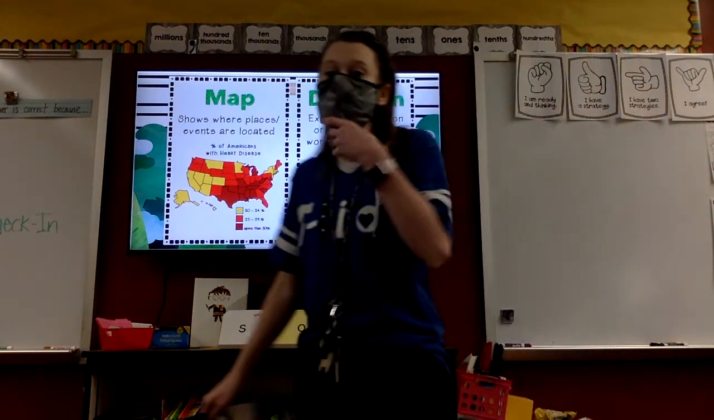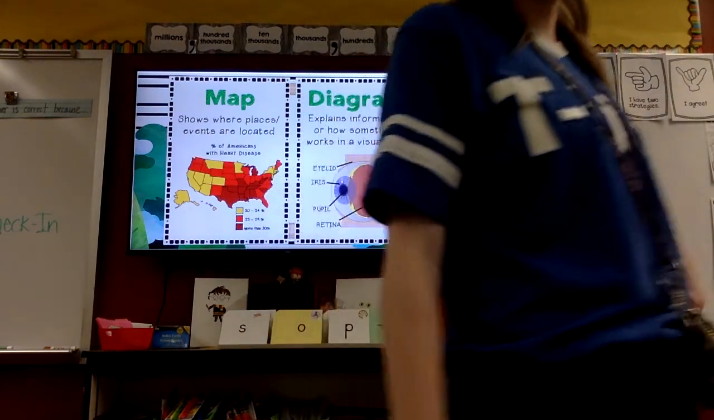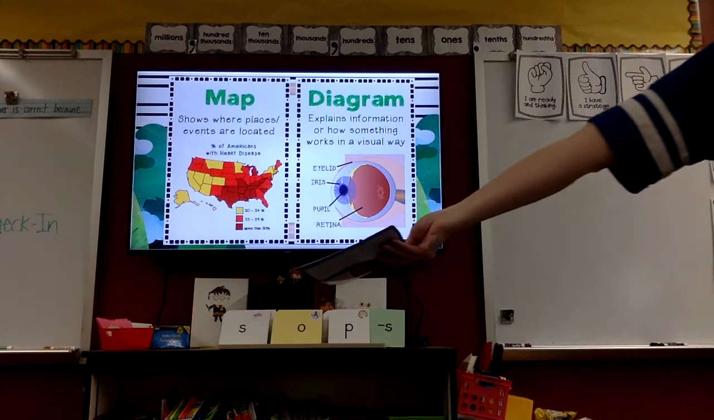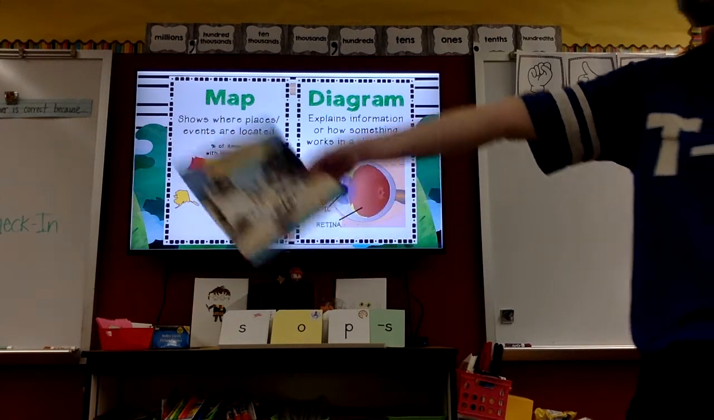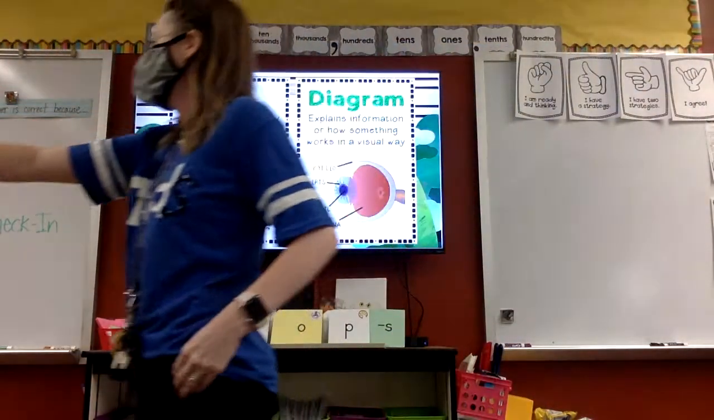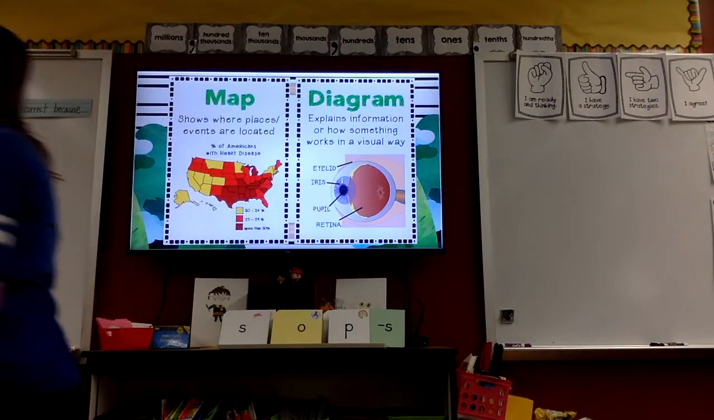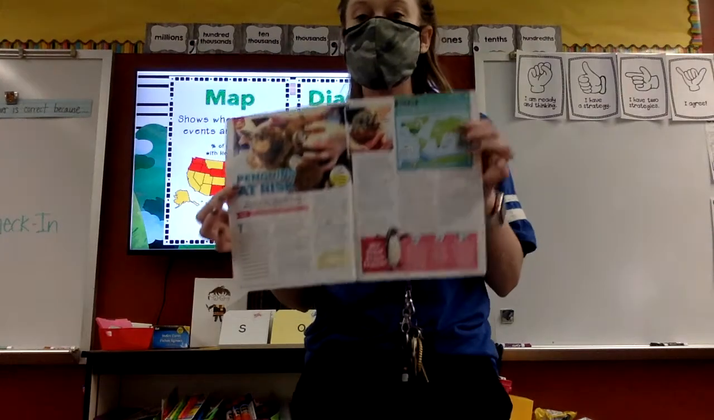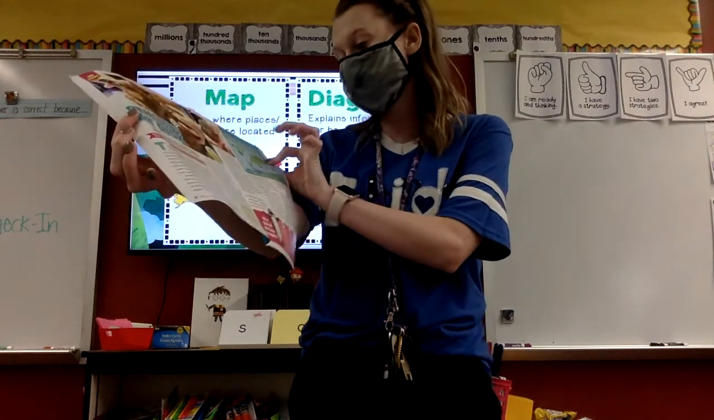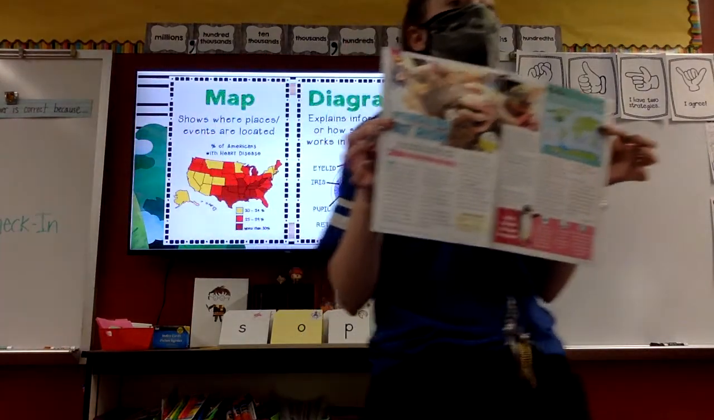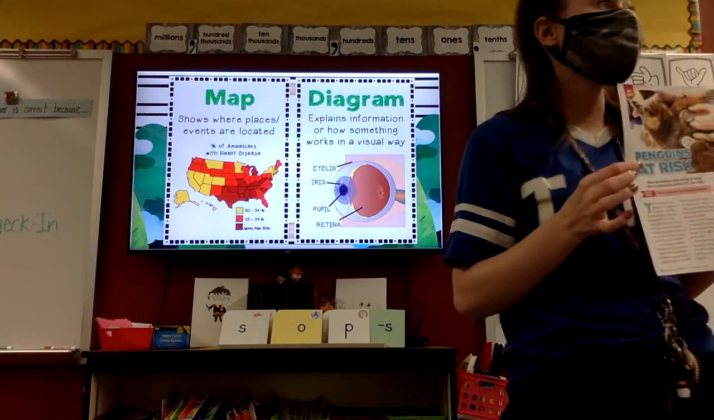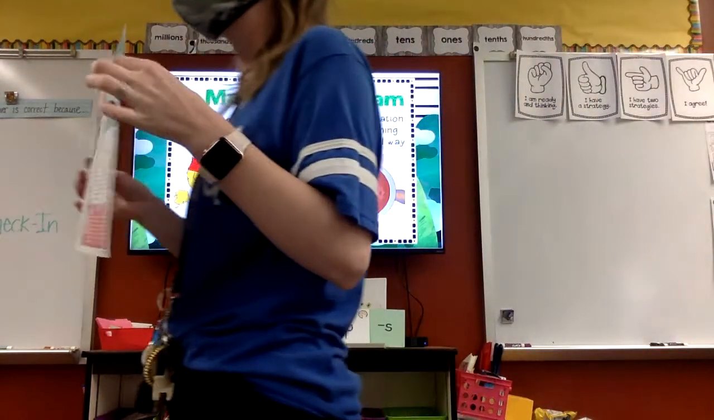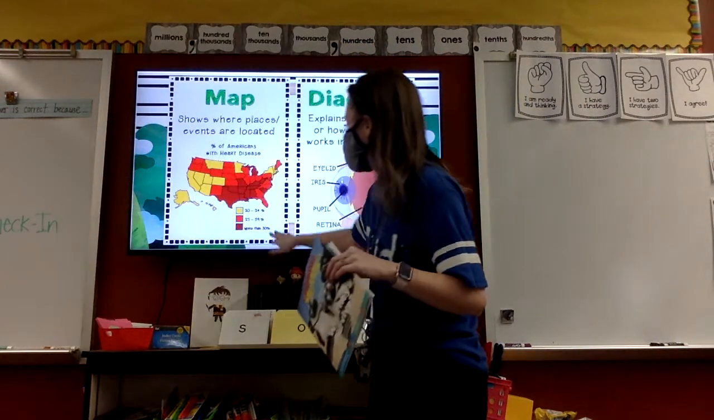We will see lots of maps in social studies. What are maps? Tell me what a map is. Yeah, it shows me the world or where things are. In the article we've been talking about, there is a map, and it tells me all the different places that penguins live. So there can be lots of different maps about lots of different things. It shows me a location.